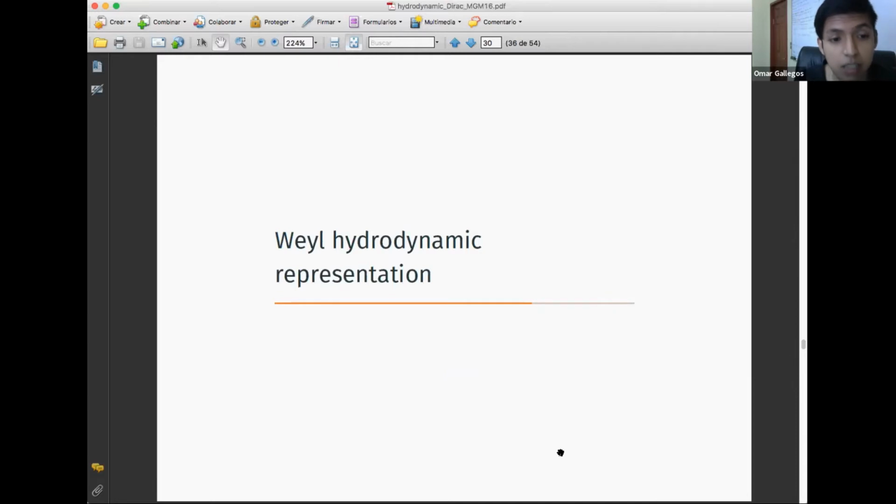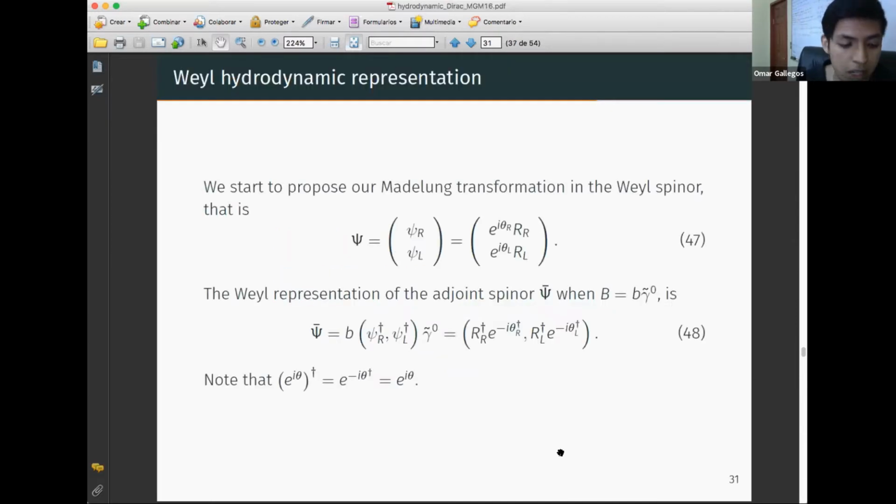The Weyl representation is analogous to the Schrödinger, Klein-Gordon and Dirac equations by the Madelung transformation. The difference here is that theta is a 2x2 matrix instead of a scalar as in the Dirac representation, and R is a spinor of 2 components, and with this representation we can write the adjoint spinor like this.